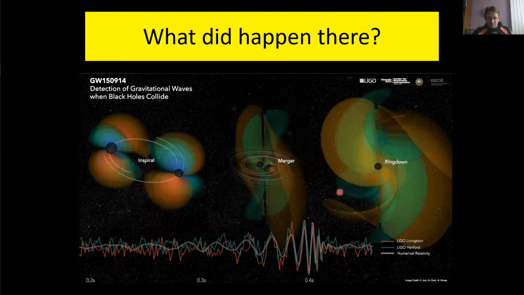Absolute monumental step for us. And what was observed is basically this inspiral. The signal builds up slowly because they are now coming closer, and therefore the disturbance gets much, much bigger. Then here comes the merger, and then the ring down. We have then created one mass.